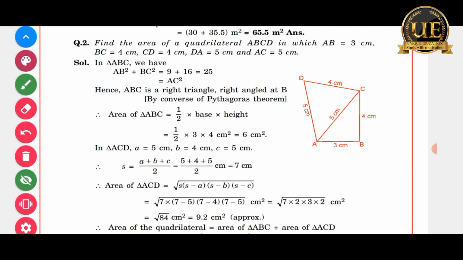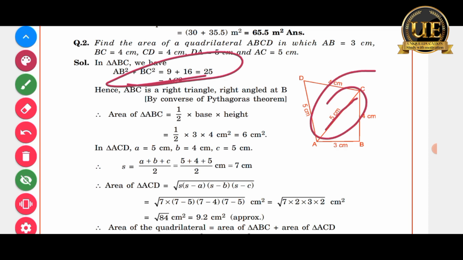Find the area of quadrilateral ABCD in which AB is equal to 3 meter, BC is equal to 4 meter, CD is equal to 4 centimeter, DA is equal to 4 centimeter, and AC is equal to 5 centimeter. Okay, in triangle ABC we find 9 plus 16 is equal to 25. Hence the triangle is right-angled at B, and then we join AC, that AC is equal to 5 centimeter.